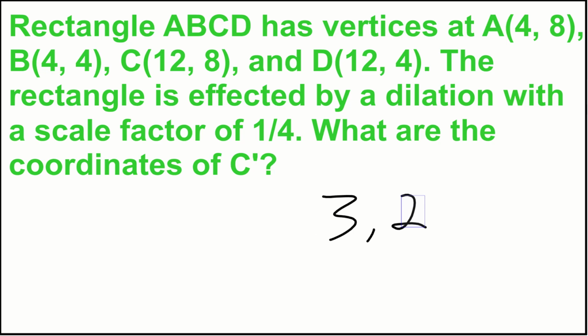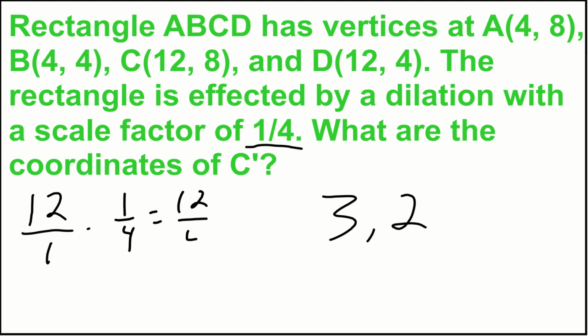When you have a scale factor of a fraction, you are doing the same thing. You can either multiply the 1/4 times each of those numbers, times the 12 and then times the 8. If you do it that way, you got 12 over 1 times 1/4. That equals 12 over 4, which equals 3. 12 divided by 4 is 3.